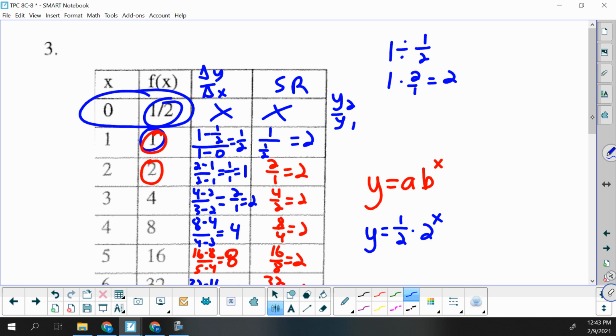So what we just saw in these two problems is how you will do the homework. You will do the tables all the way out.